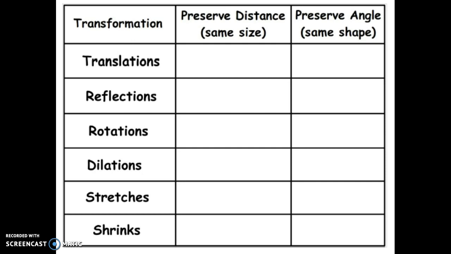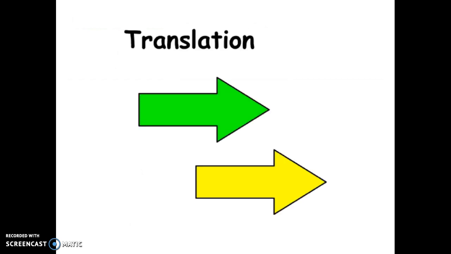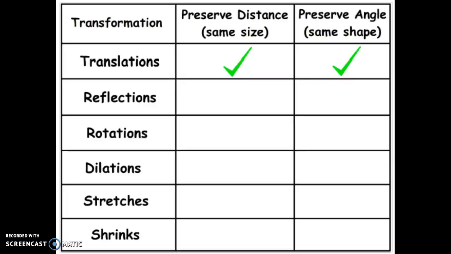So let's begin by looking at a translation. As we look at these translations, we see that each segment length is the same. We did not change the length of the segments. And also the angle measures. So if we look at the measure of this angle and the measure of this angle, they appear to be identical. So we can say that translations maintain the same shape and the same size. So they preserve distance and preserve angle.